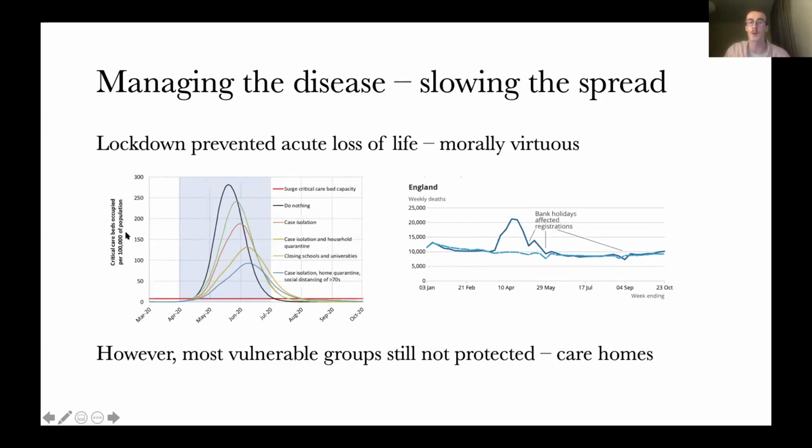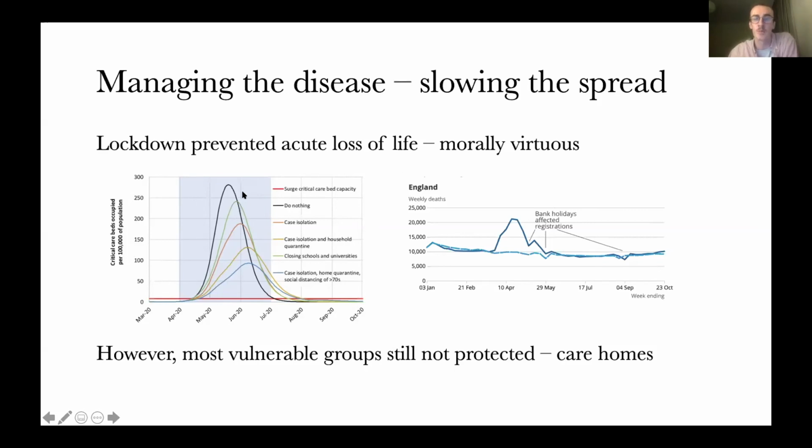And what I put on the left here is this graph showing the number of critical care beds which are going to be occupied. And you see this black do-nothing line, which soars very, very far above our surge capacity for intensive care beds, which is the red line. This is obviously going to pose many, many ethical dilemmas.